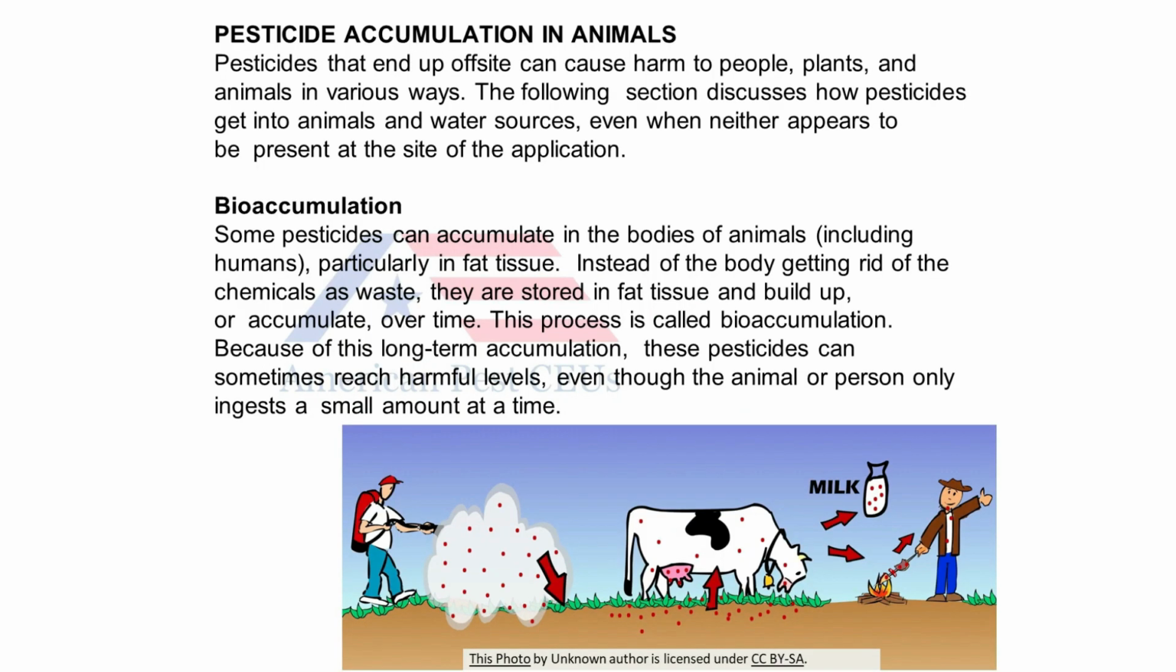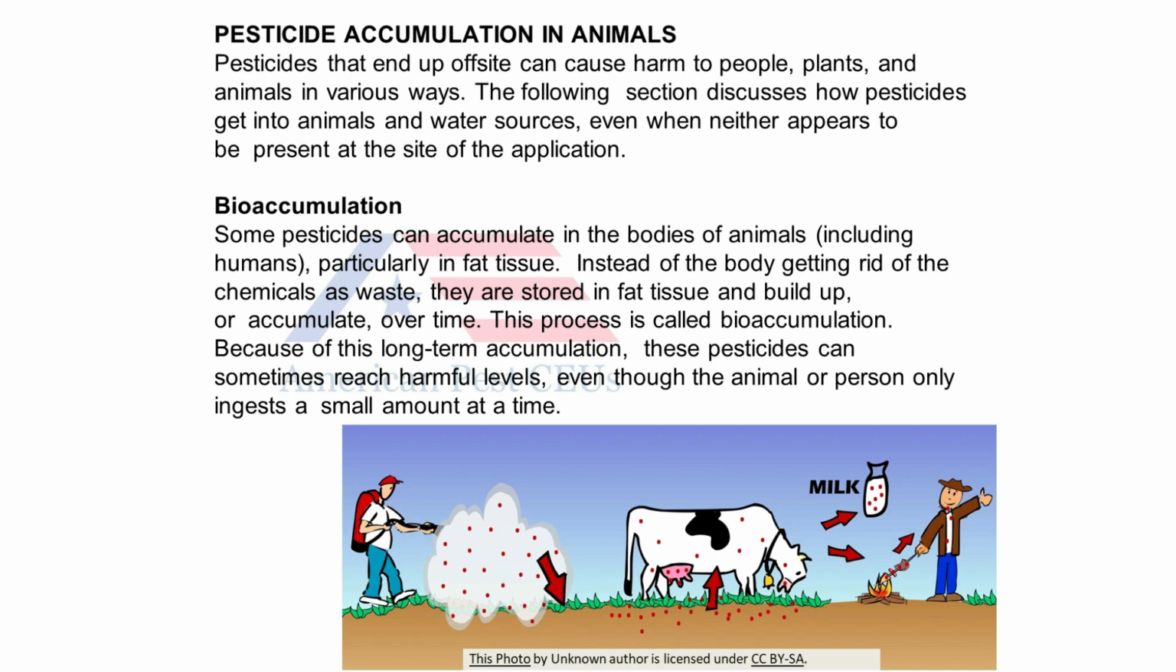Pesticide accumulation in animals. Pesticides that end up off-site can cause harm to people, plants, and animals in various ways. The following section discusses how pesticides get into animals and water sources, even when neither appears to be present at the site of application. Bioaccumulation. Some pesticides can accumulate in the bodies of animals, including humans, particularly in fat tissue. Instead of the body getting rid of the chemicals as waste, they are stored in fat tissue and build up or accumulate over time. This process is called bioaccumulation.